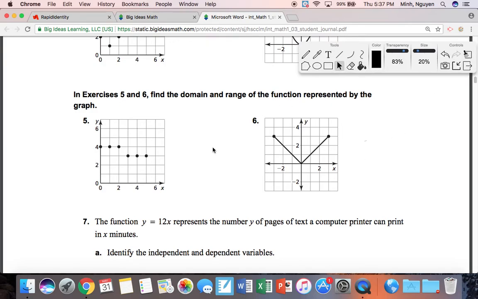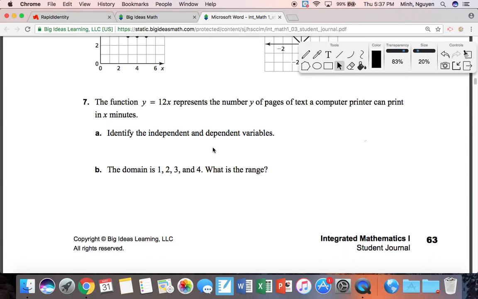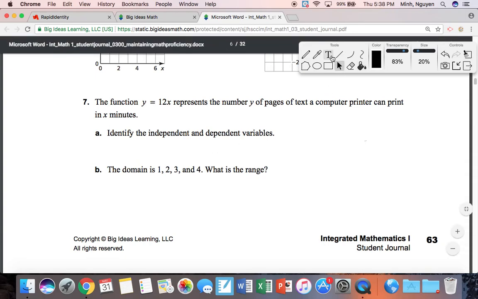So moving on. Okay, the function represents the number y of pages of text a computer can print in x minutes. So let's just think about this before I just answer it for you. You should ask yourself, does the number of pages that is printed depend on the number of minutes you have, or does the number of minutes you have depend on the number of pages you are printing? All right, so let's say you're running late to class and you need to print an essay. If you're late to class, does the amount of paper you can print depend on how late you are, or does the number of papers that you're printing determine how late you are? Okay, so I know I worded it kind of funny. Maybe it was hard for you to wrap your mind around that.